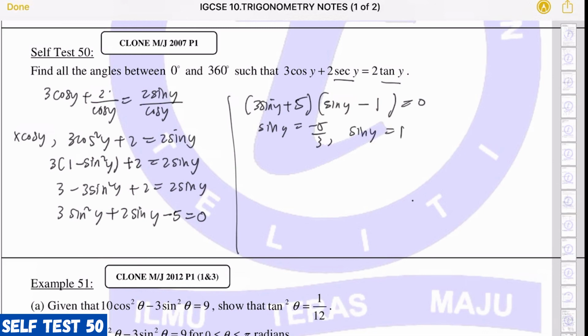Now, here's the good news. I cannot take this as an answer, because like I say, sine is always between -1 and 1. Anything more than that, we ignore. So only one answer. That makes our life easier. So 1 is over here. It happens when y is 90. Therefore, only one solution.